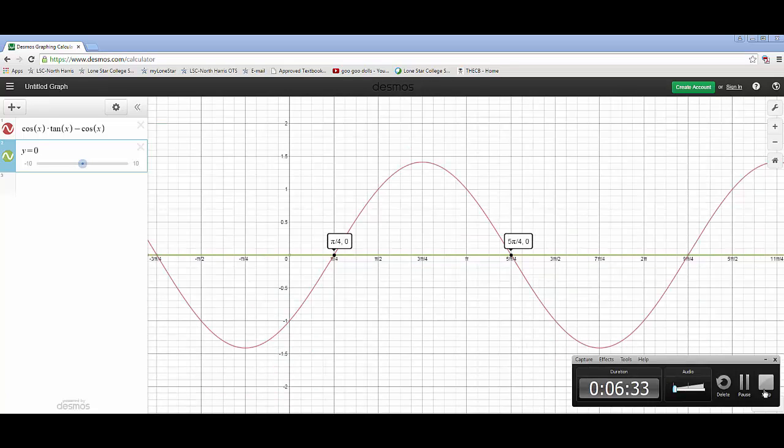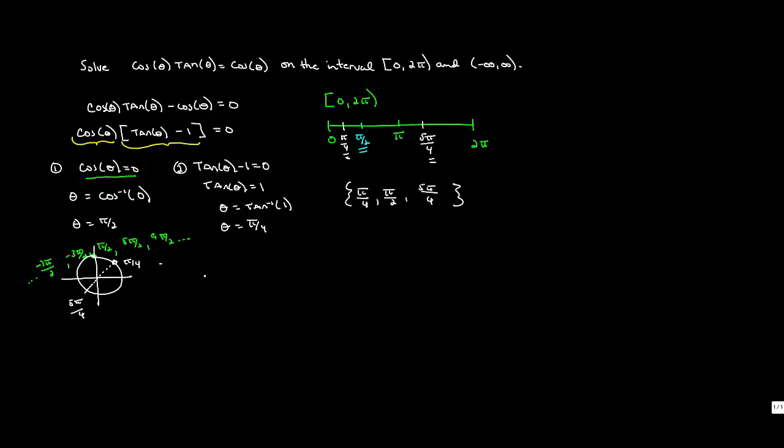Give me a second here. I see it. So maybe you saw it earlier, but let's take a look here. When I plug pi over 2 back in here, it works here and it works here. However, tangent's not even defined at pi over 2. So pi over 2 cannot be used. That guy can't be used. I would have missed that had I not graphed it. So it was good that I graphed it.